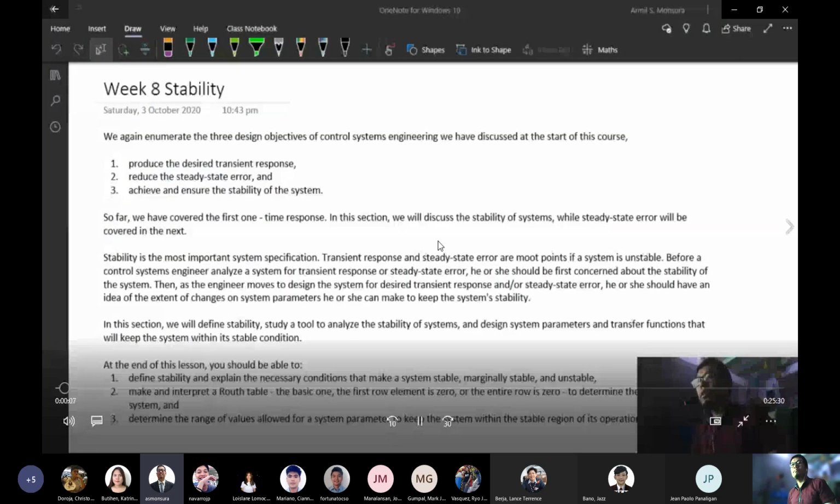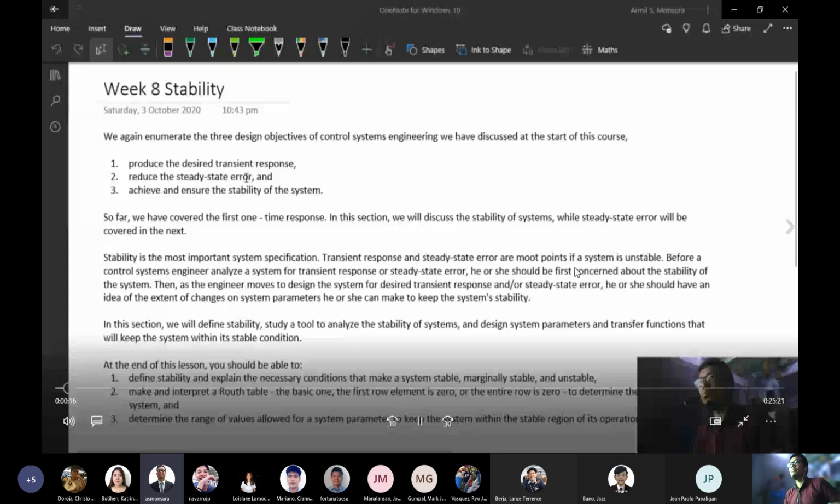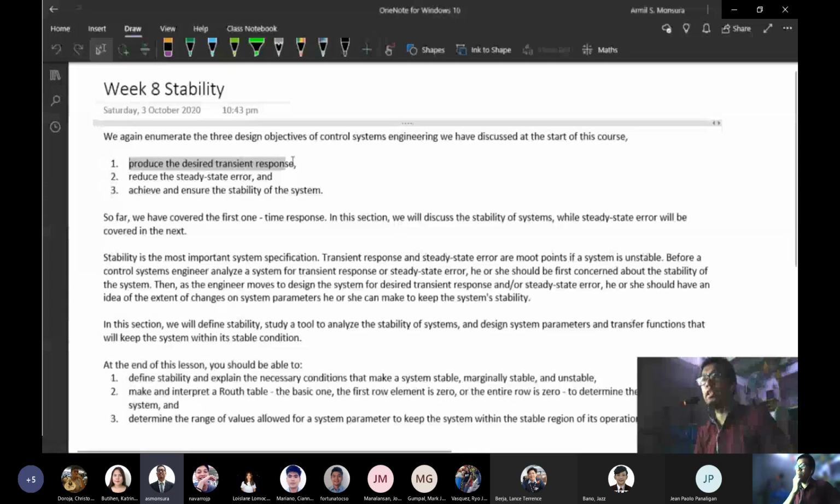So far we have covered one of the design objectives of control systems which we enumerated at the start of this course, which is to produce the desired transient response. Now, in the next two sections, we will cover stability and steady state error. We will first cover stability, and then on the next section, steady state error.